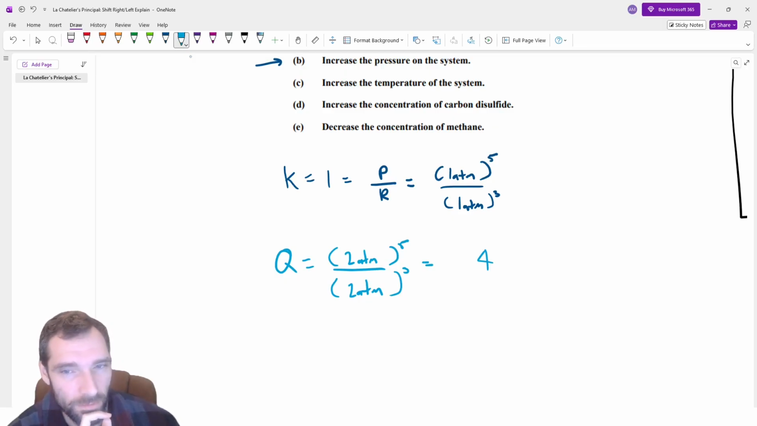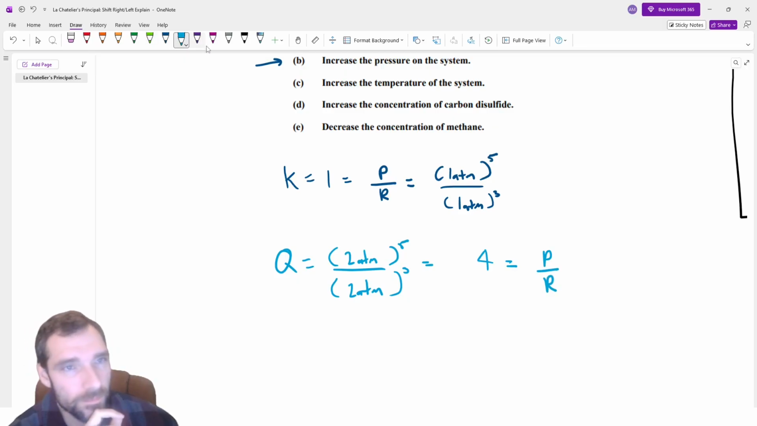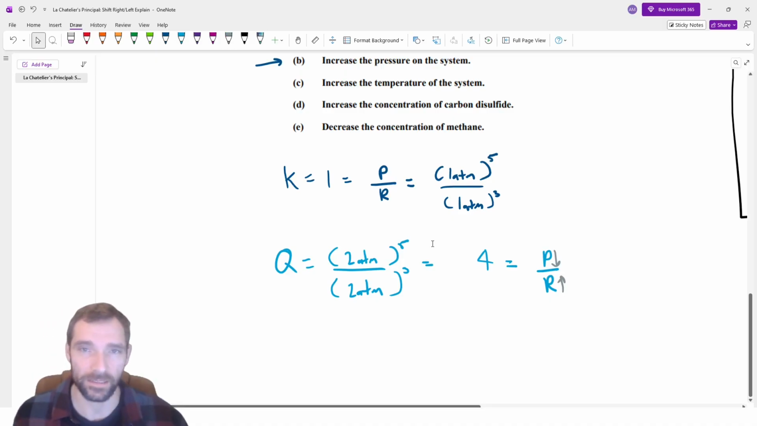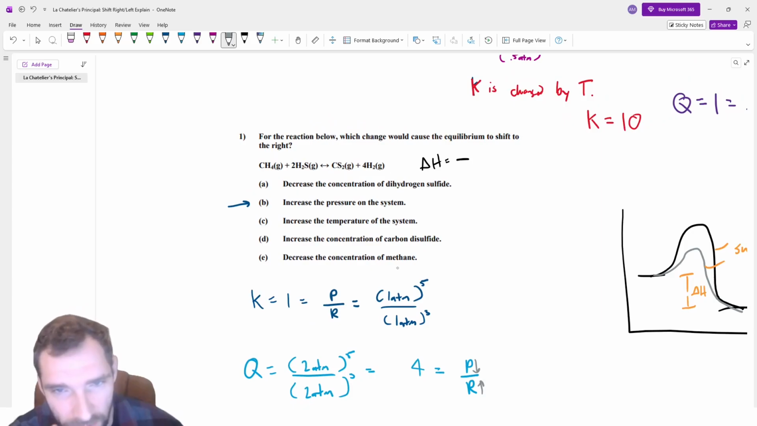In that situation, we need to shift things appropriately. So we've caused some sort of change. There's a cause of us changing the pressure, and the reaction is going to shift appropriately, saying, oh well, I've got too much product here. I need to make more reactant. So that would then cause it to shift to the left right here.